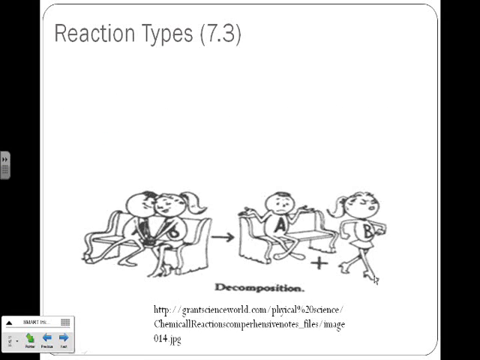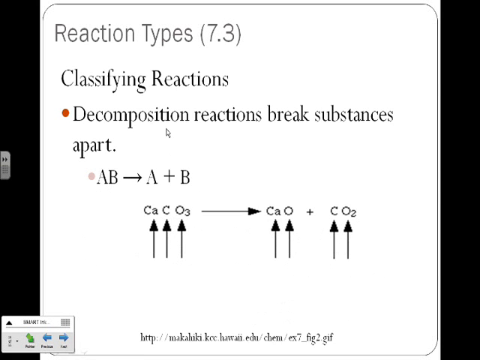Now let's look at decomposition reactions. Decomposition reactions are when you break substances apart. So right here, if you look, we start with a compound, AB. And the decomposition reaction splits them into 2 separate elements. So this is just the opposite of synthesis. So look down here. We have CaCO3, that's a compound. And then it breaks apart into calcium oxide and carbon dioxide. And so that's when you take one thing and you break it into 2 or more things.